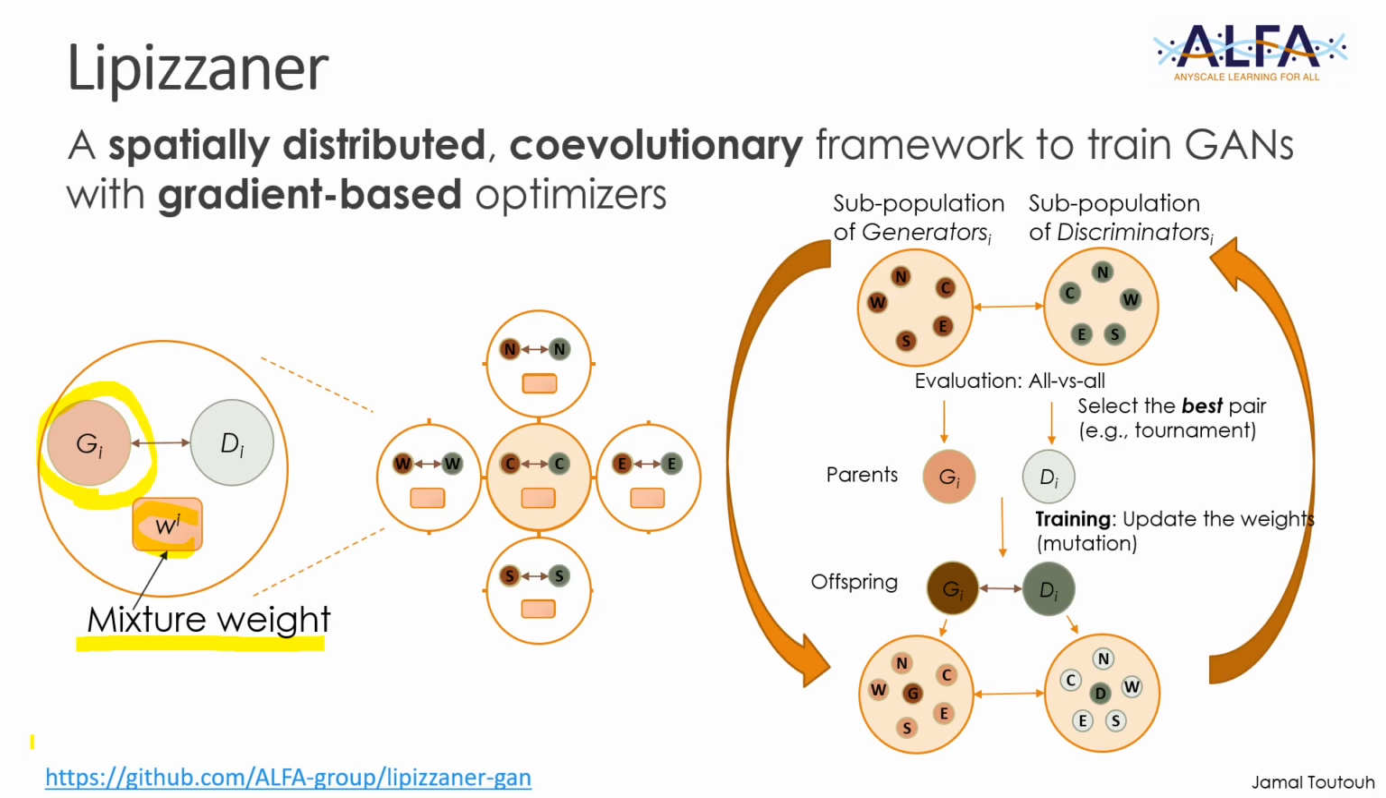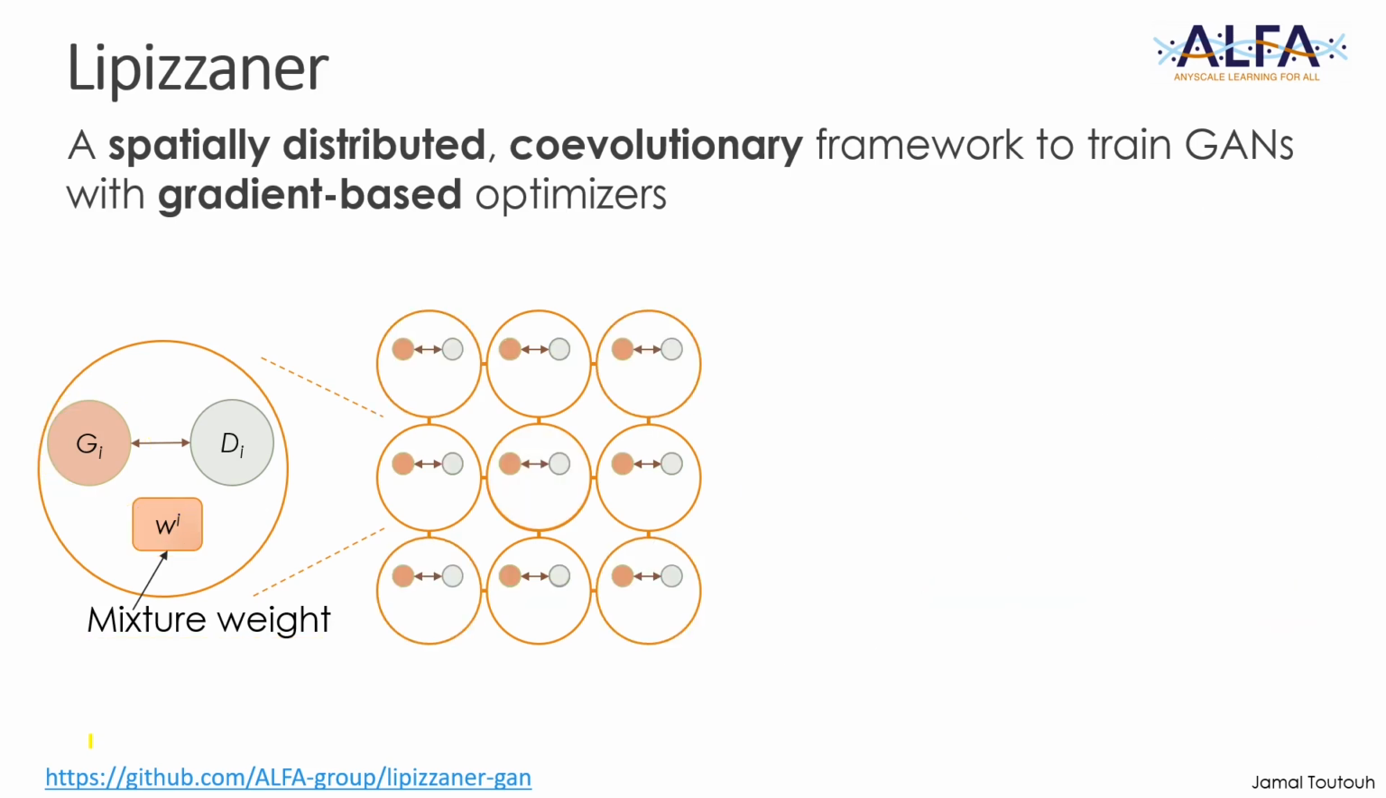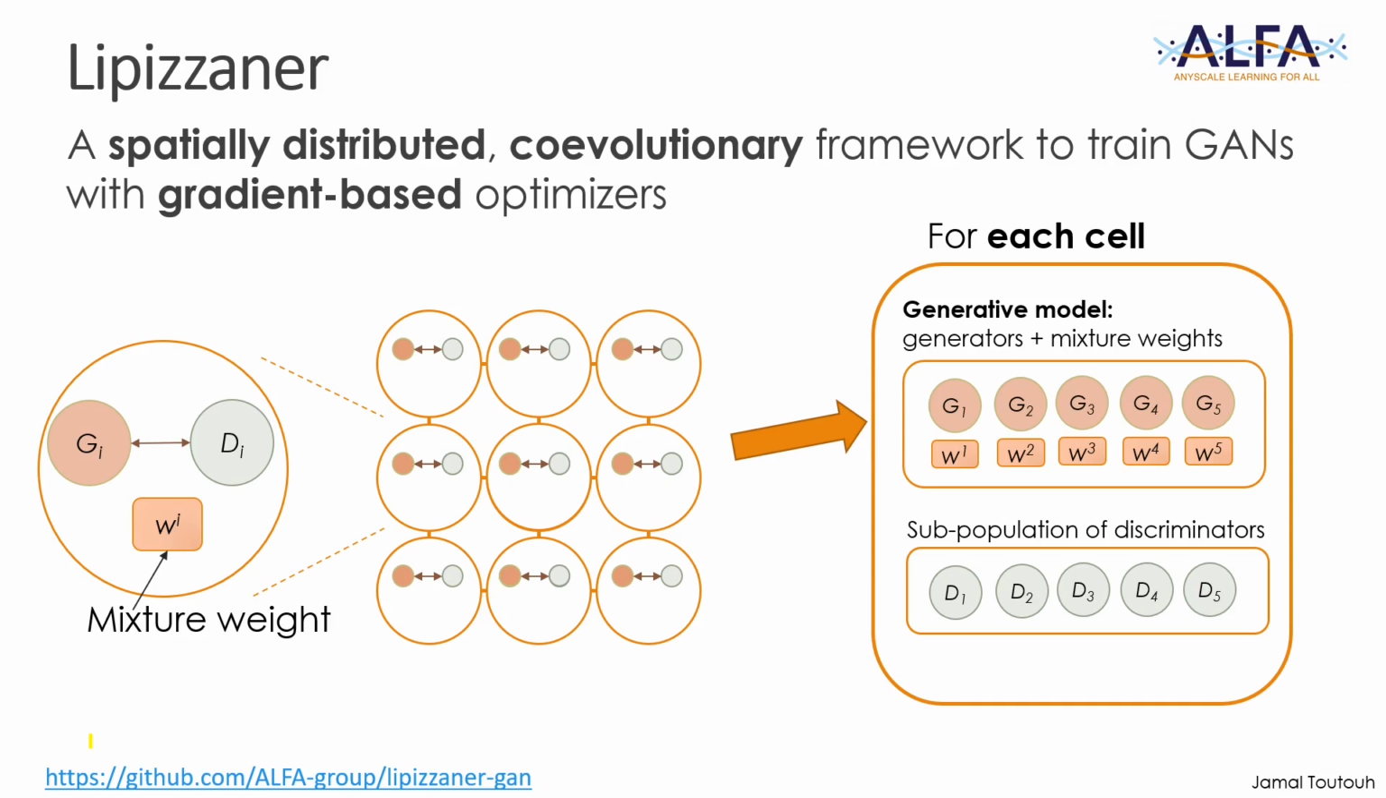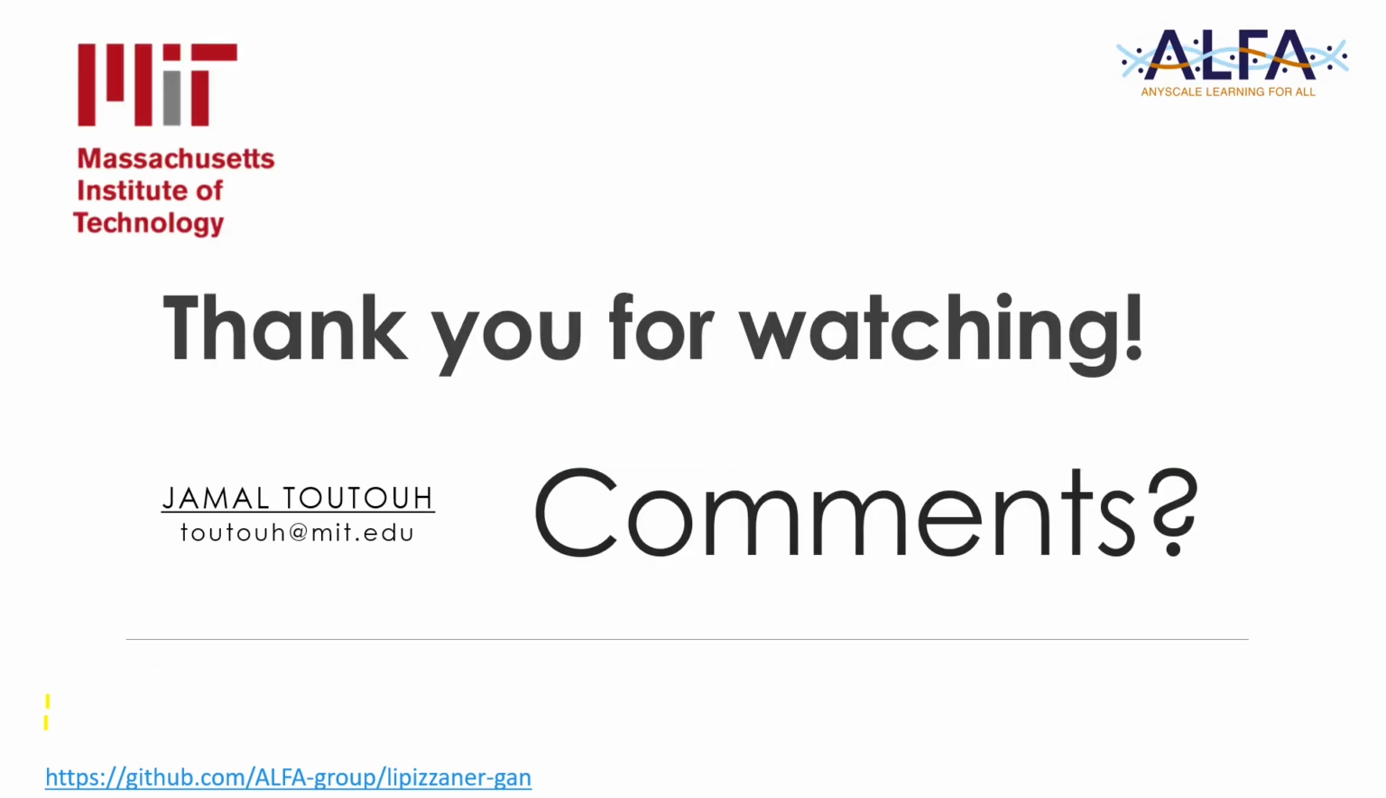In order to find the best combination of weights to optimize the quality of the generated samples, we use evolutionary strategies. The quality of the generated samples can be measured in terms of inception score, FID score, etc. So, at the end of the training process, we will have, for each cell, a generative model which is composed by the generators and the mixture weights and a subpopulation of discriminators. Among all the generative models computed in all the cells, Lipizzaner returns the one which is able to create the best data samples. This was the summary of the main steps of Lipizzaner algorithm.